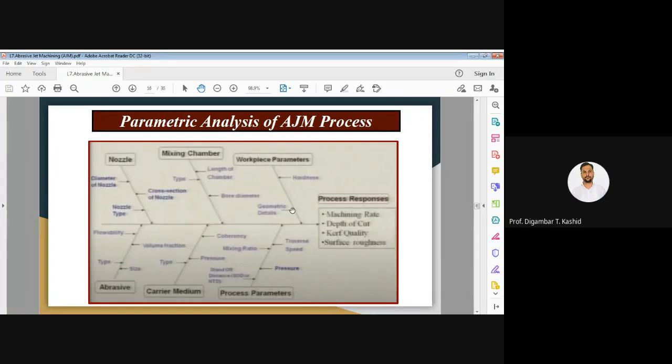Before starting the next lecture, I will show some actual working of this abrasive jet machining process. I have some videos of this process.